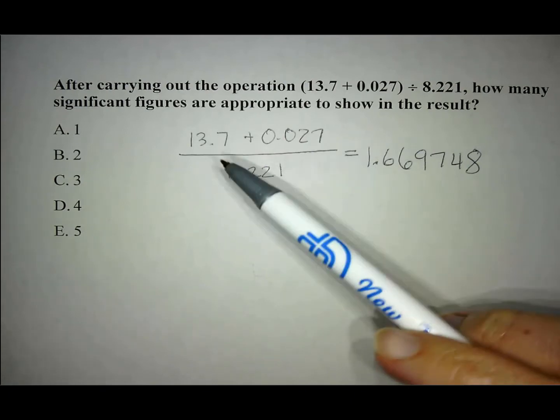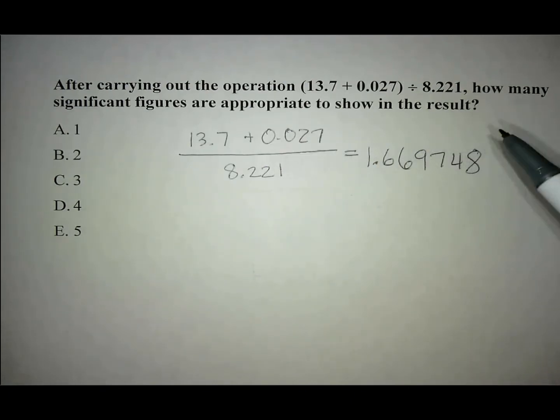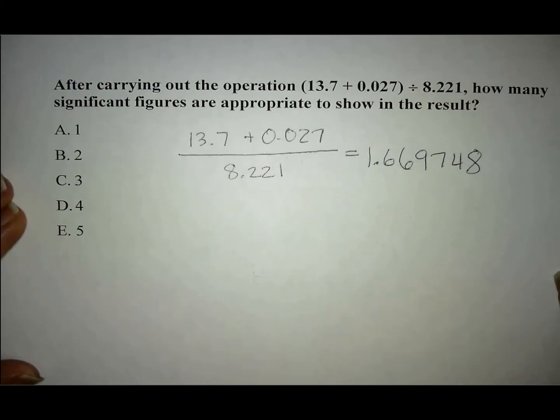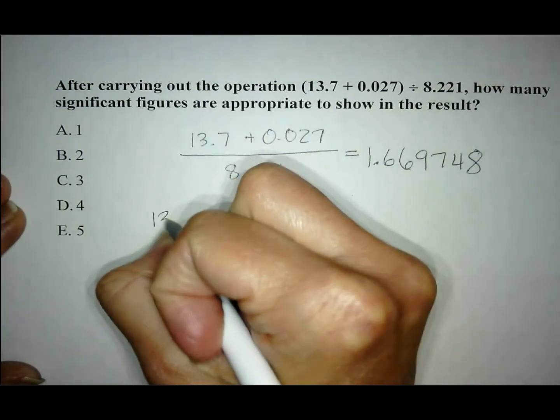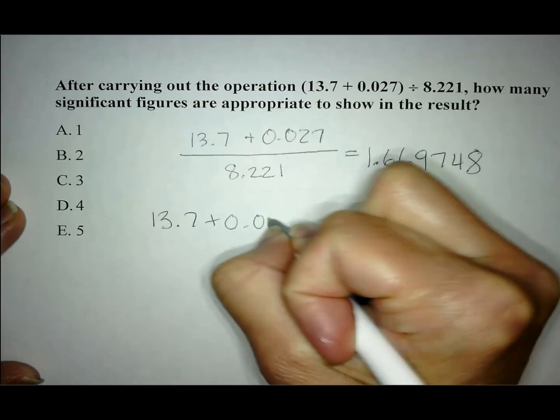We want to make sure that we do this step of getting the unrounded value first so that we can avoid rounding error. However, in order to express our answer with proper significant figures, we're going to need to go through the problem a second time, but this time rounding after each step to the appropriate significant figures. And that will help us keep track of how many sig figs we actually get to keep. So our first step is an addition step, 13.7 plus 0.027.